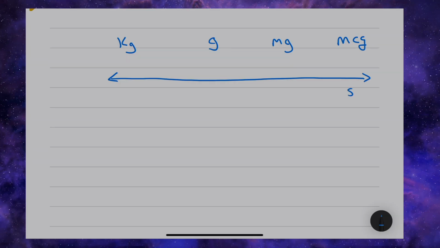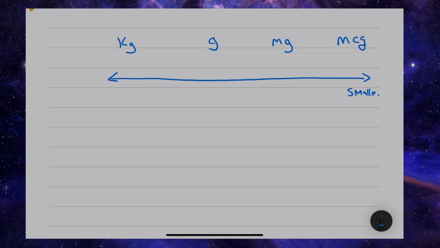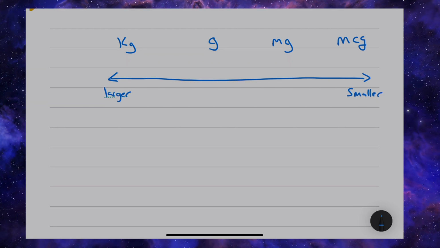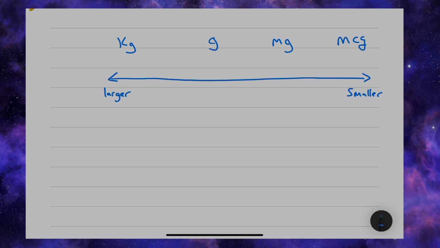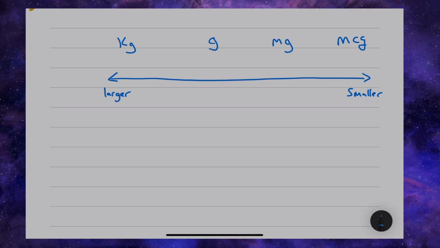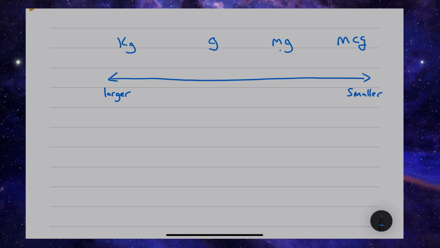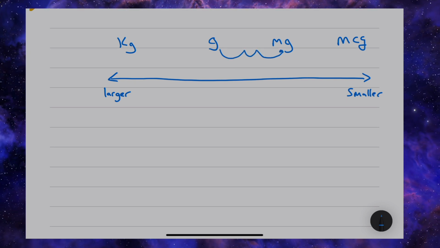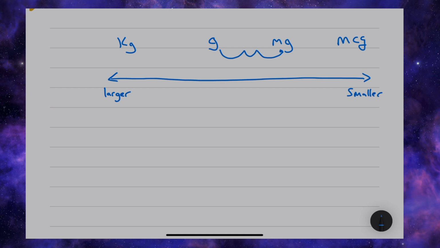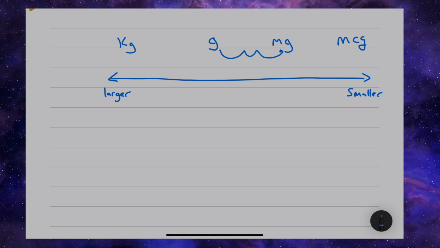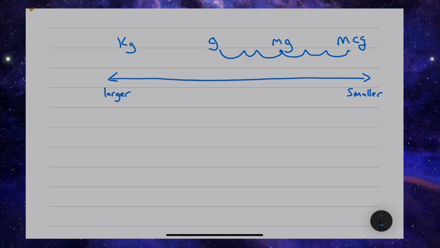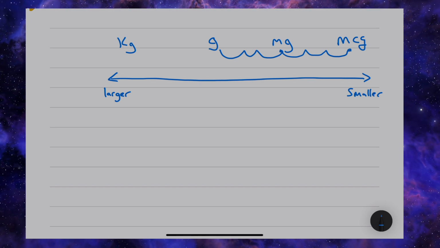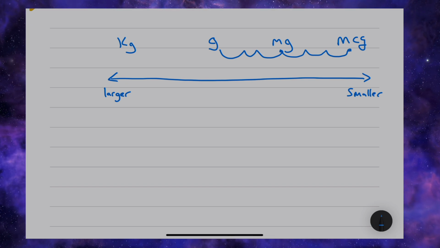Okay, so down here at micrograms, these are smaller units, and then a kilogram would be a larger unit. And it's moving 3 decimal places from each one. So for example, from grams to milligrams is 1, 2, 3 decimal places. If you were going from grams to micrograms, it would be 6 decimal places.